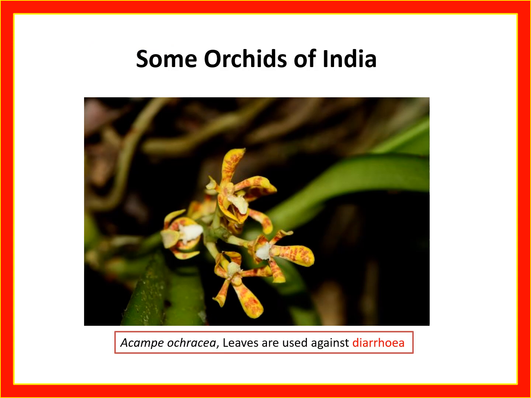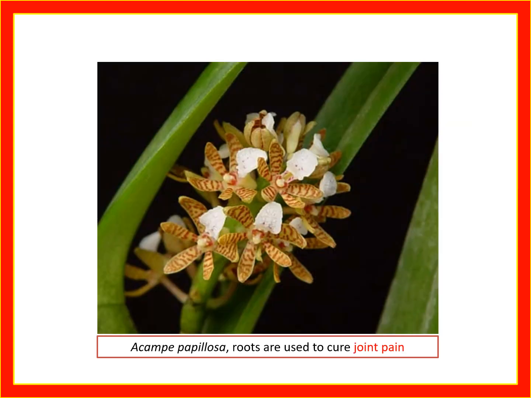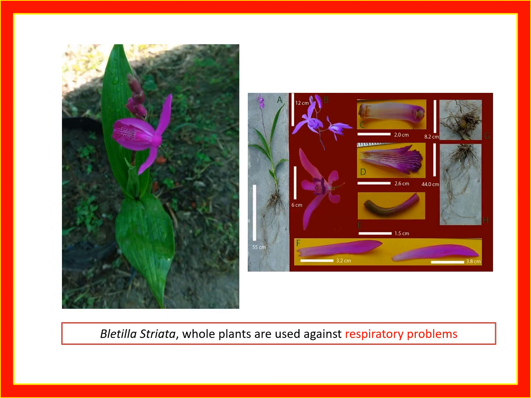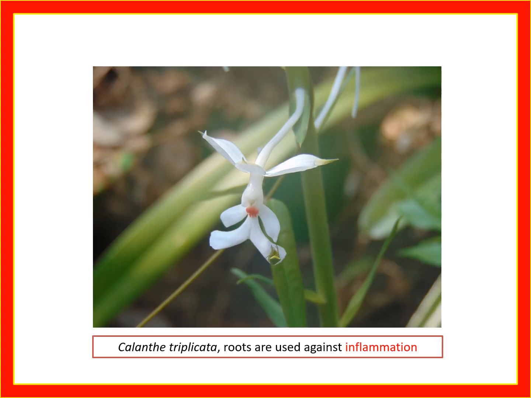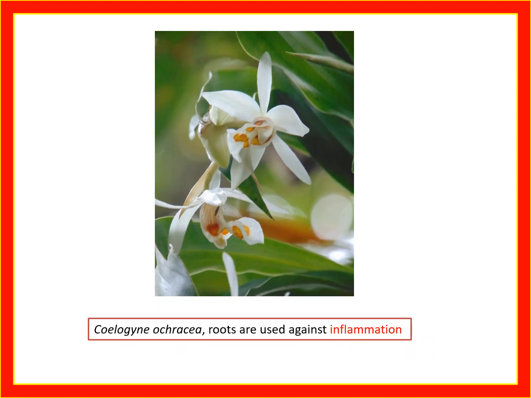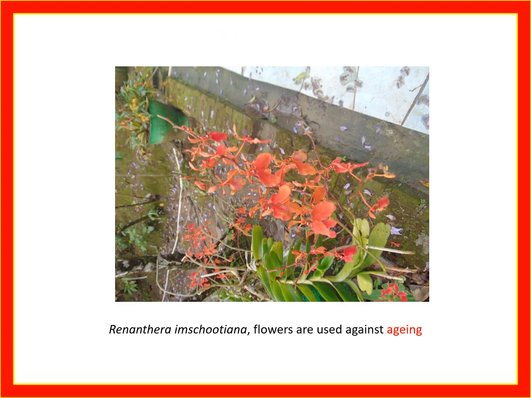Some orchids of India. Acampe ochracea, leaves are used against diarrhea. Acampe papillosa, roots are used to cure joint pain. Platanthera, whole plant is used against respiratory problems. Calanthe biloba, whole plants are used against inflammation. Calanthe triplicata, roots are used against inflammation. Coelogyne ochracea, roots are used against inflammation.